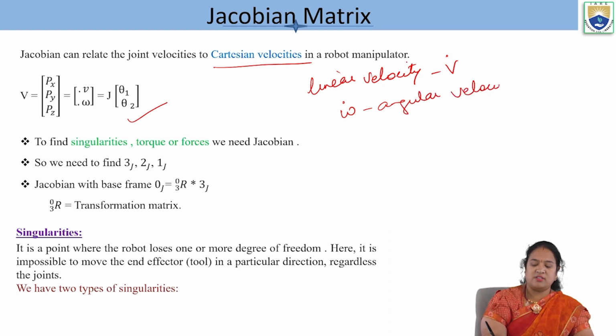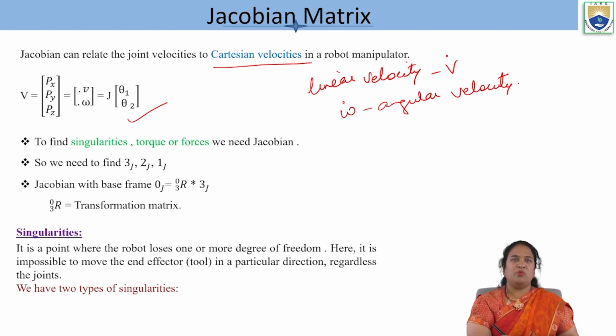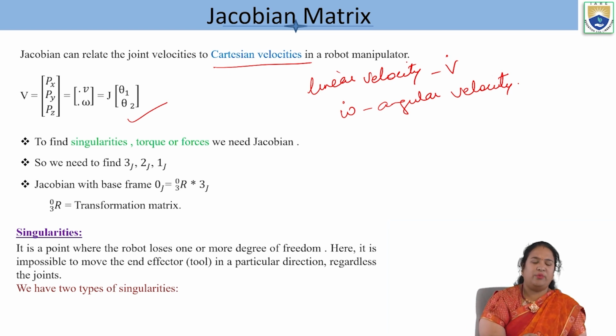So this Jacobian matrix, when we take it in terms of Cartesian velocities of a robot manipulator, we write the equation as v is equal to, that is velocity is equal to pxyz, that is in terms of the three axis system, is equal to the velocity matrix, that is the linear velocity and angular velocity, which is equal to J, the Jacobian matrix, into theta 1 and theta 2. How are we taking that?